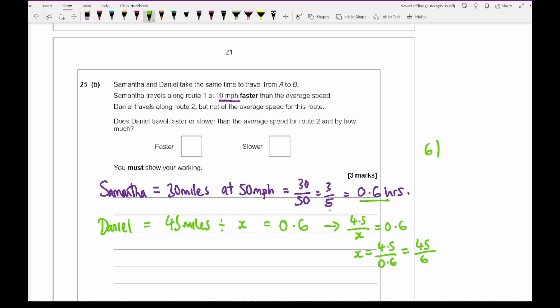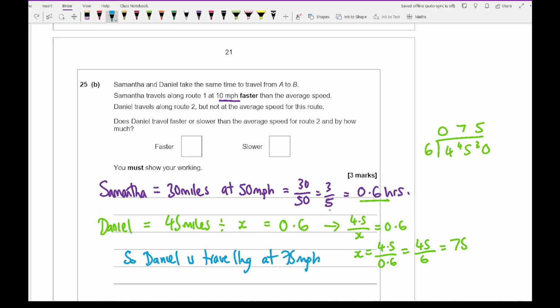So then if I do a bit of division, how many 6s go into 45? Well, that's going to be 7, remainder 3. And so it's going to be 75 miles per hour. And so from this, Daniel is travelling at 75 miles per hour.